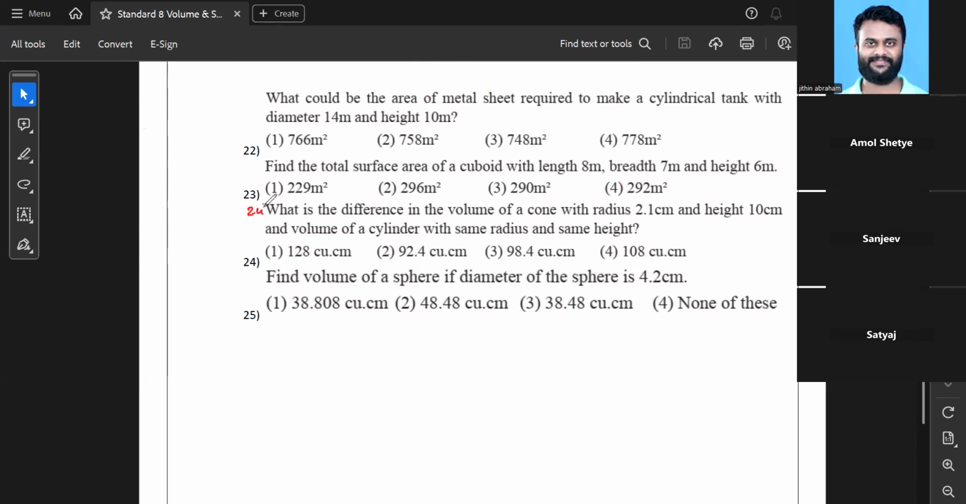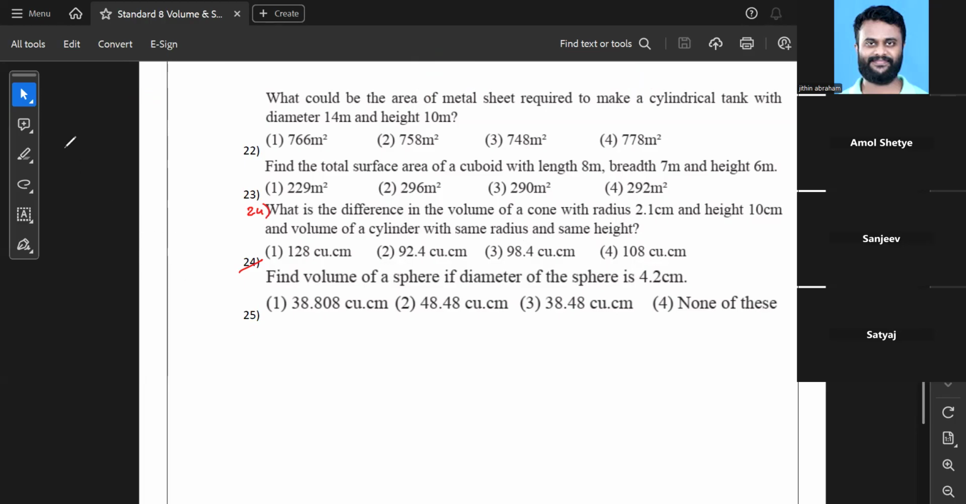24. What is the difference in the volume of a cone with radius 2.1 and height 10, and the volume of a cylinder with the same radius and same height? What is the difference? मतलब subtraction आपको करना है ना?